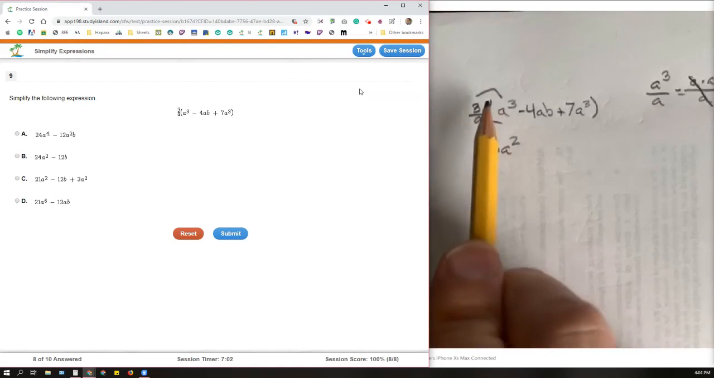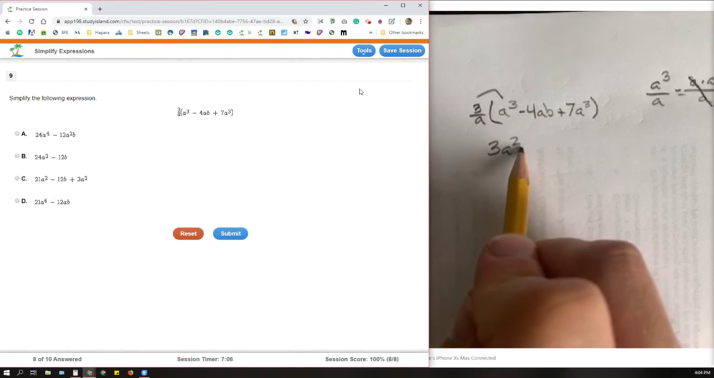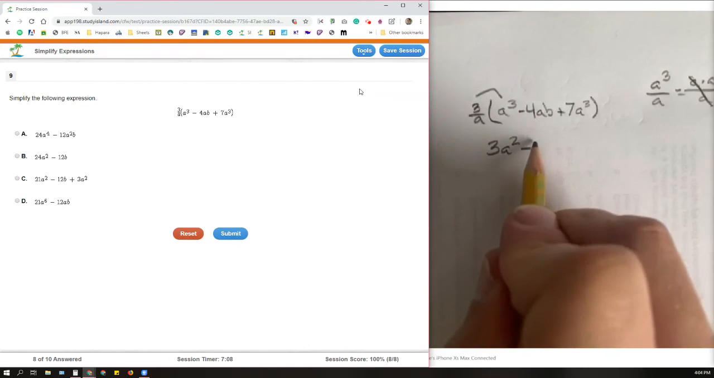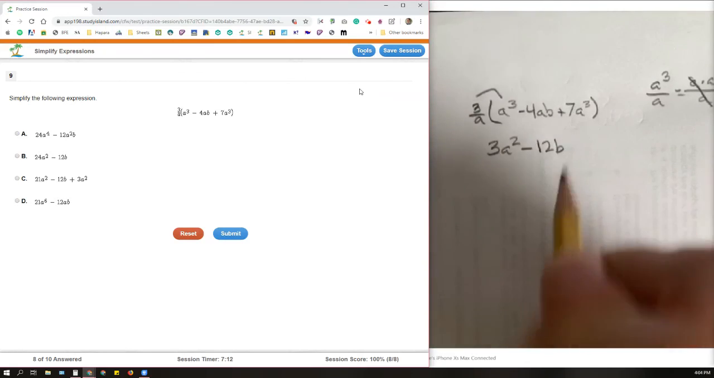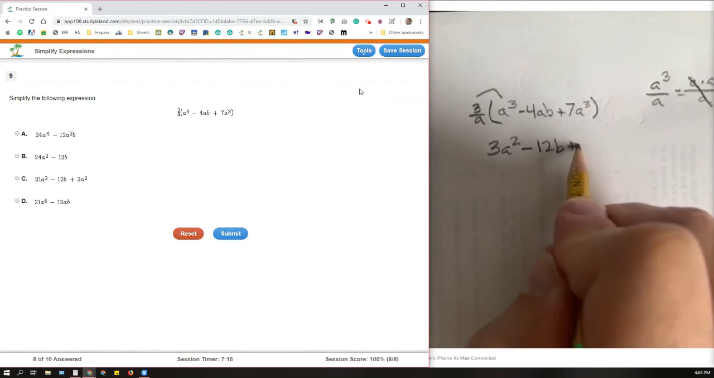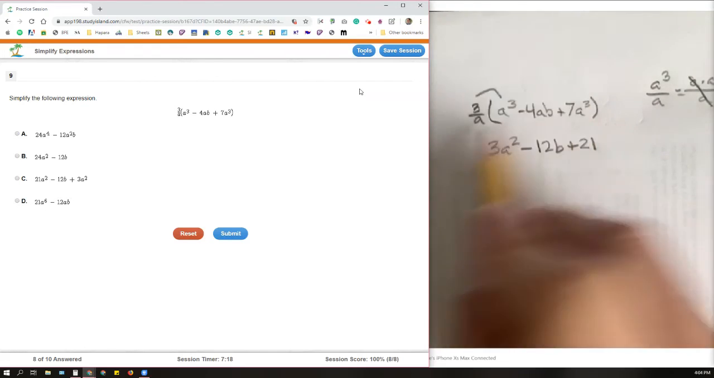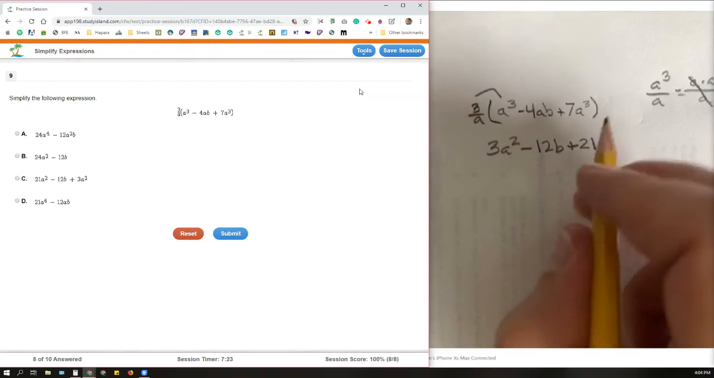Next, we have, again, times 3 divided by a. Positive times negative is negative, so we're subtracting. 3 times 4 is 12. But the a divided by a cancels out, so it's just 12b. And then lastly, 3 times 7 is 21. We're adding. And then a cubed divided by a again is a squared, so we have plus 21a squared.